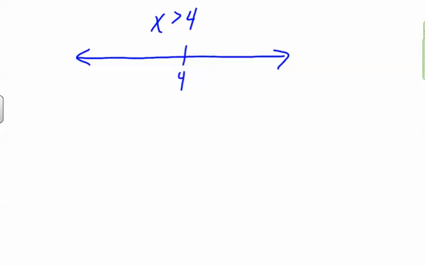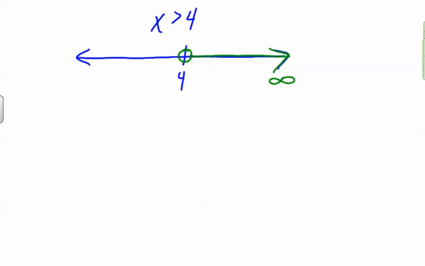So all the values greater than 4 are included in this inequality, but not 4 itself because there's no "or equal to." So we simply circle 4 and shade everything to the right. Now to use interval notation, we're going to have to think about where that ray is going. One way to describe where it's going is that it's going toward positive infinity. Now I'm going to use interval notation to express this group of numbers.